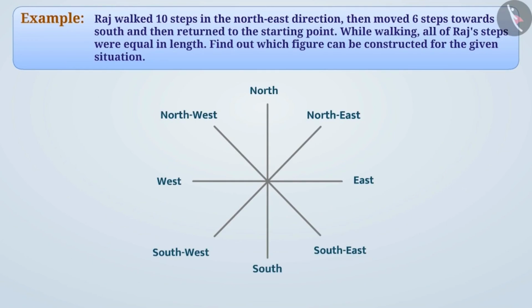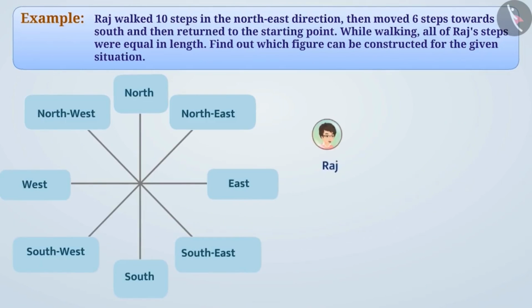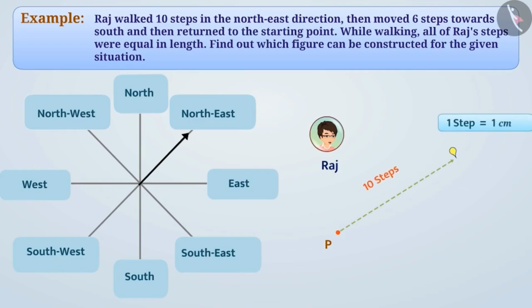So now, let's solve our question with the understanding of the directions. We will mark the location of Raj with the point P. Raj walked 10 steps towards the northeast direction. Suppose 1 step is equal to 1 centimeter. We will show this by drawing the line segment PQ in the northeast direction.